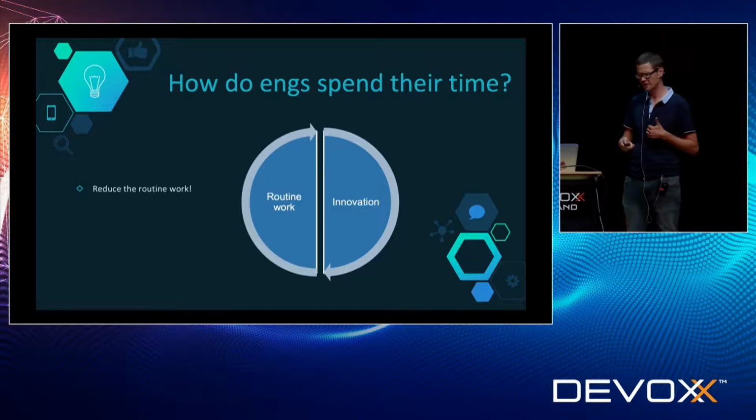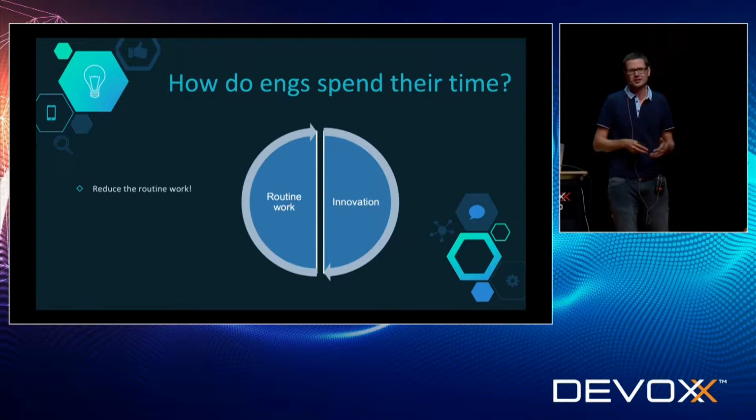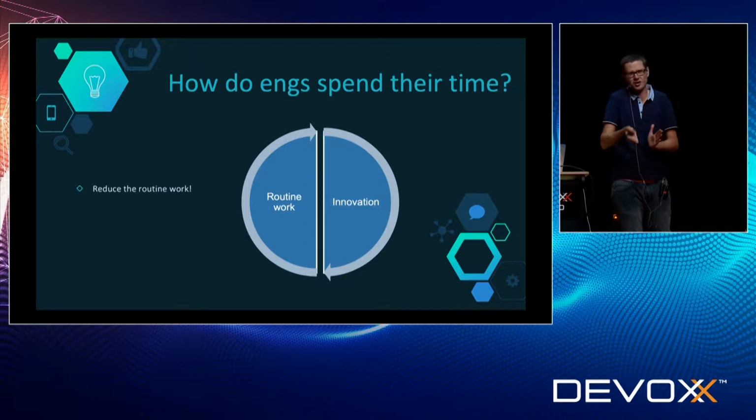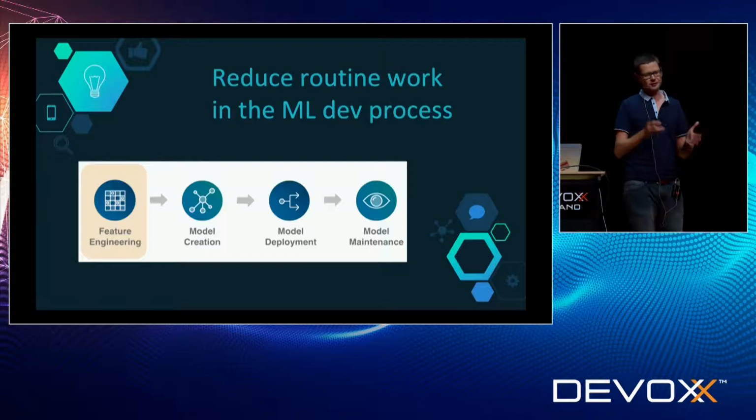And you can easily map it to standard engineering, where you also have routine work that you have to do because that's the way to put your stuff in production. It's not really useful work. Well, it is useful, but it's not really innovation or cranking out features. It's basically the rote work. So that's what we want to do. We want to reduce that routine work. And it starts with feature engineering.